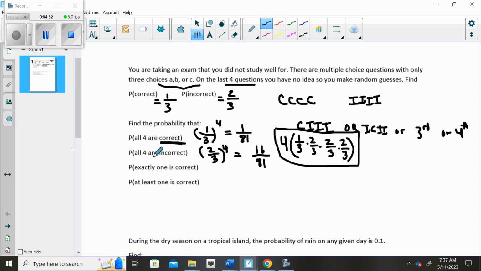Now, at least 1 correct. So this is our key to do 1 minus, because remember, 1 correct could mean I get all correct, which is unlikely.